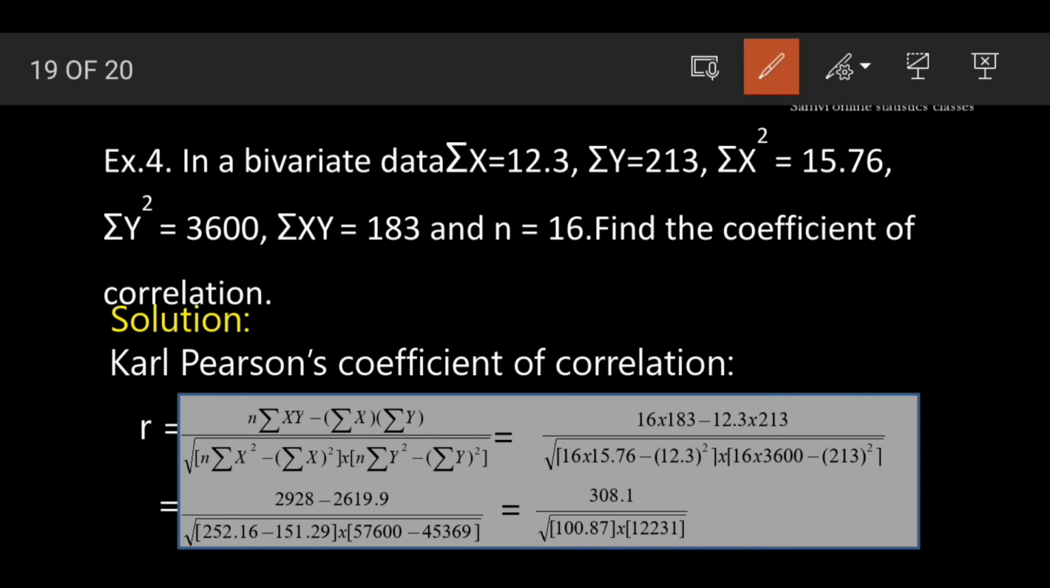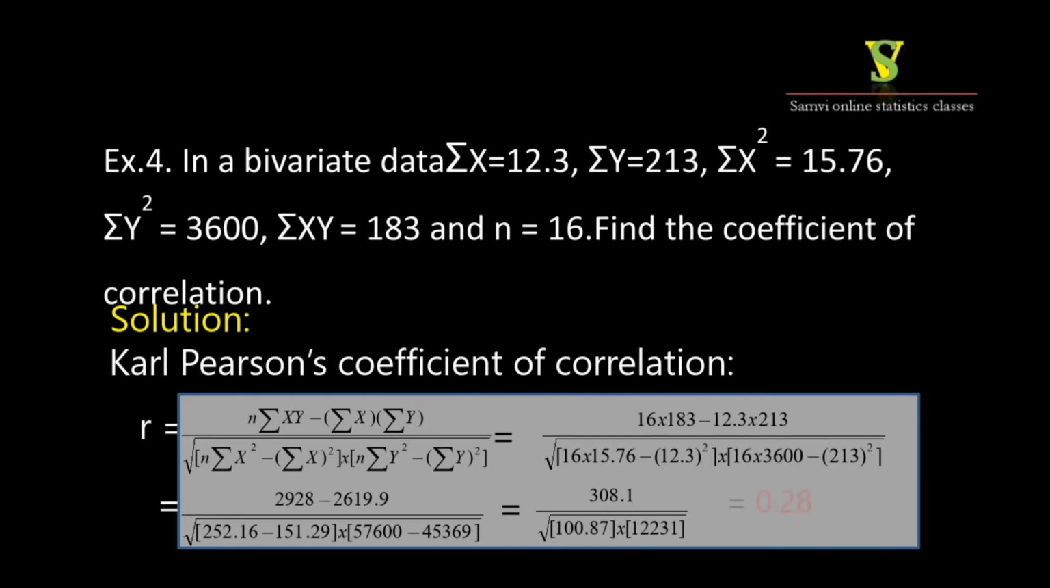So now what to do? You have to multiply this denominator part, then whatever result comes, take the square root, then this 308.1 will be divided by that result. If you divide, then we'll get the result like this. We'll get here 0.28. It means what? There is a positive correlation between x and y variable. Understood?